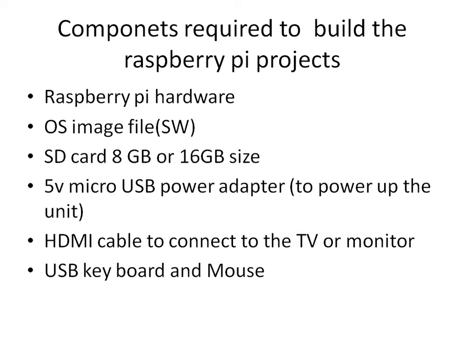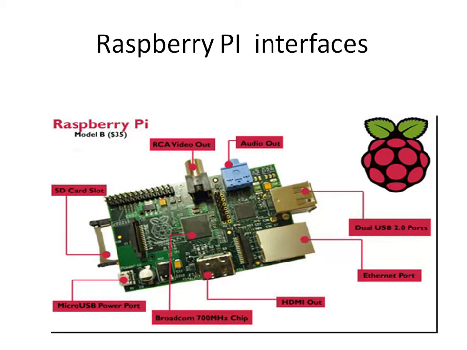And you need a 5-volt micro USB power adapter, which we normally use for powering up our mobile phone. The same can be used to power up the Raspberry Pi. And you need an HDMI cable to connect to the TV or a monitor, and you need a USB keyboard and a mouse.